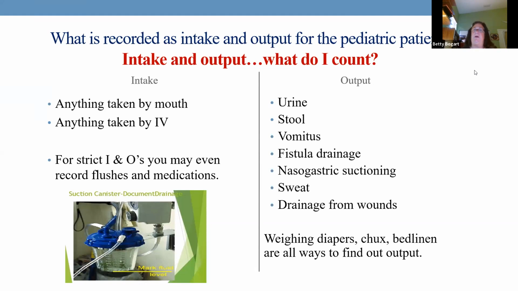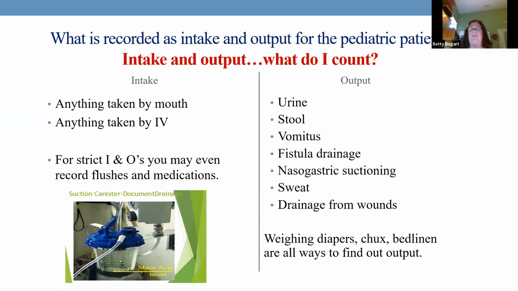Now, output, we have urine. How do we go ahead and measure urine on an infant who has a diaper on? Well, if we have a dry diaper and it weighs 30 grams, and we take it off the child, it's wet, and it's now 60 grams, we know 60 minus 30 is 30. Urine output is 30. And that's how simple that is.